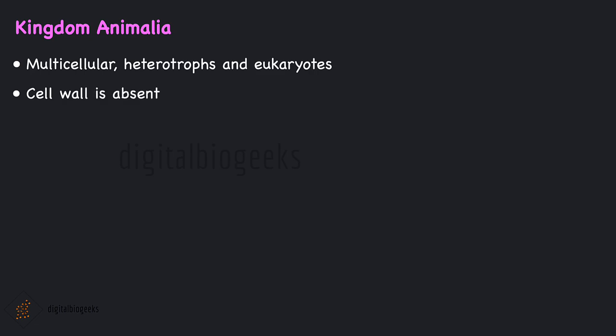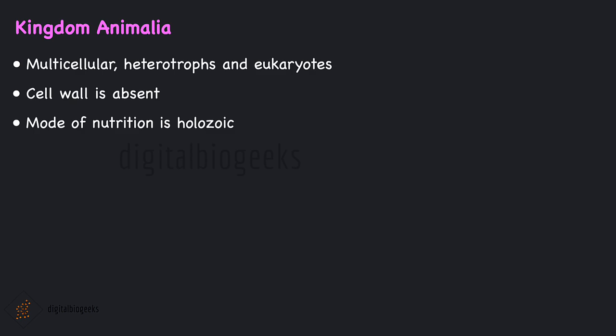Kingdom Animalia. Animalia comprises animals. They are multicellular, heterotrophic and eukaryotic organisms. They do not have cell walls like plants. They depend upon plants and other animals for their food. Their mode of nutrition is called holozoic nutrition. Here, complex organic matter is taken as food and digested into simple compounds for absorption.